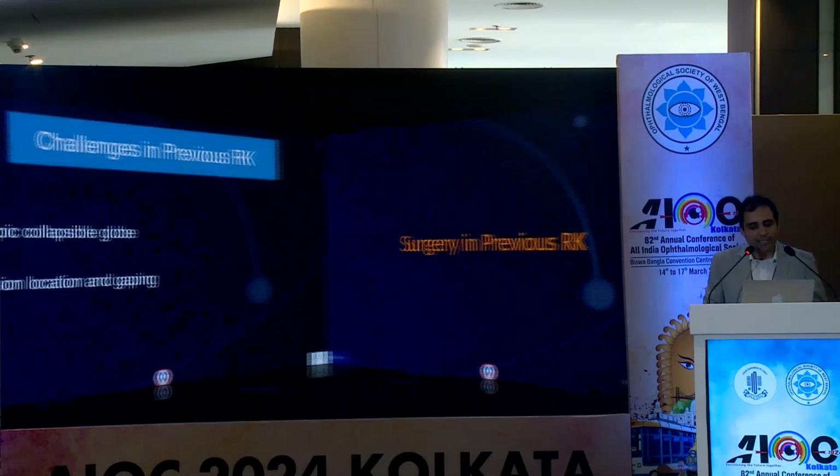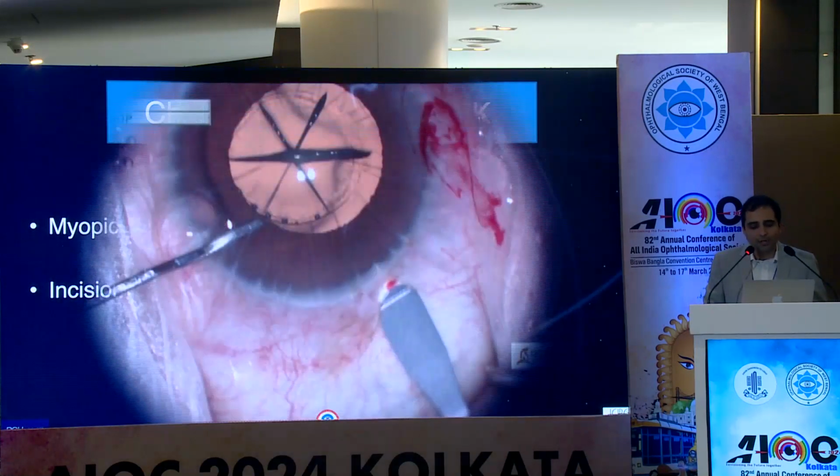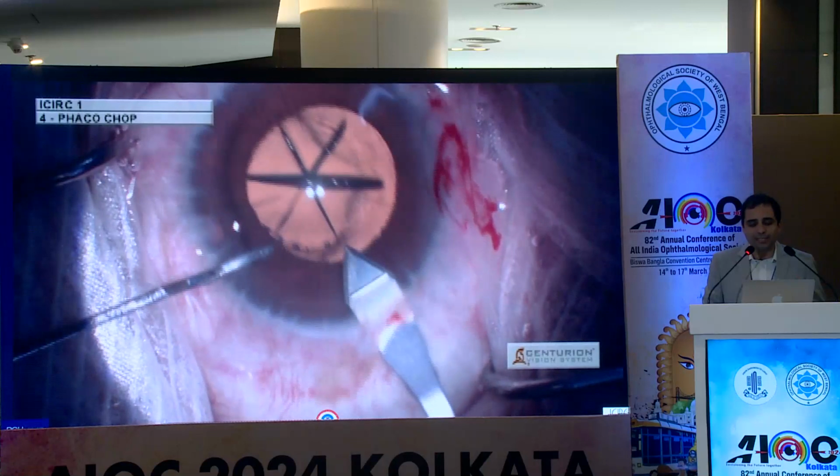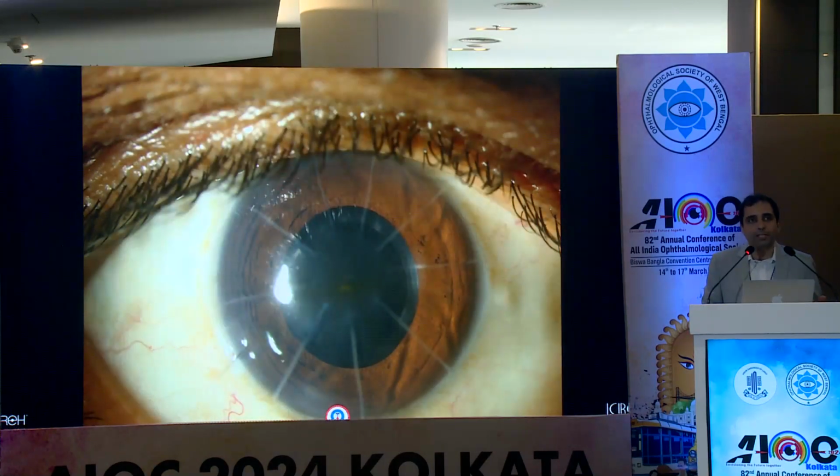I think the other challenge is in eyes with post-RK. One is the calculation, but the second is the incisions and the gaping of the incisions. So you may have to do scleral incisions, like in this eye with so many cuts. Therefore, your SIA may be very different. In eyes like this with good gaps, you can do incisions between the gaps and you can get away with it.